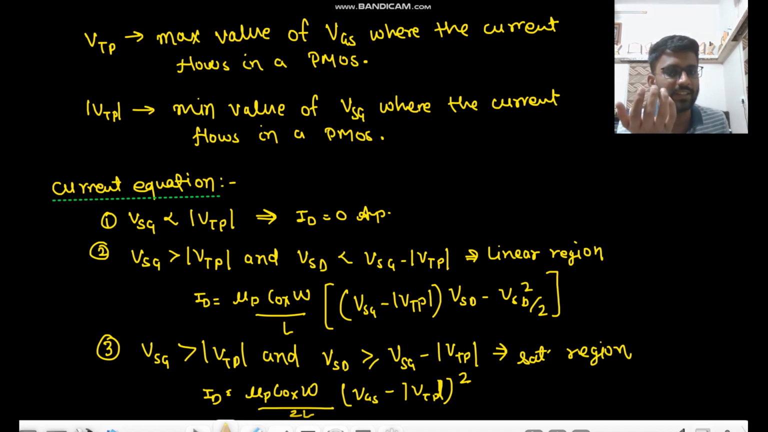Then there are some non-idealities. There is one more question: why is the oxide layer used? We will discuss all these questions now. First we will see the PMOS and NMOS symbols, then we will discuss those questions. Thank you.